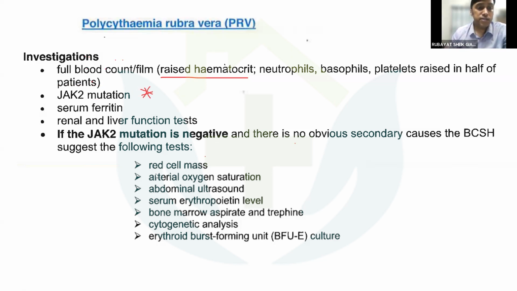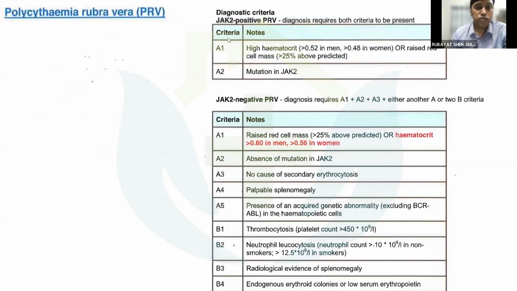Important investigations include red cell mass to differentiate relative polycythemia from true polycythemia, and serum erythropoietin level to differentiate primary polycythemia from secondary polycythemia. And you need to look for secondary causes as well in any case of polycythemia. So this is the diagnostic criteria for JAK2 negative polycythemia rubra vera, but you don't need to remember so much detail. It's not needed.